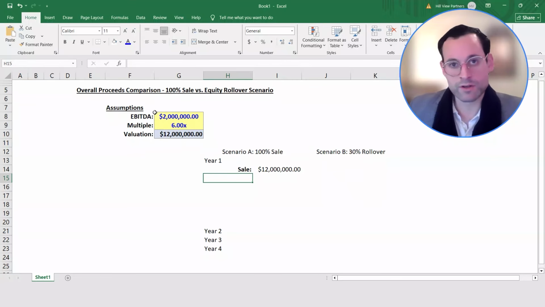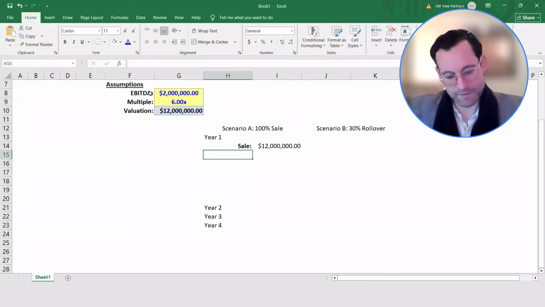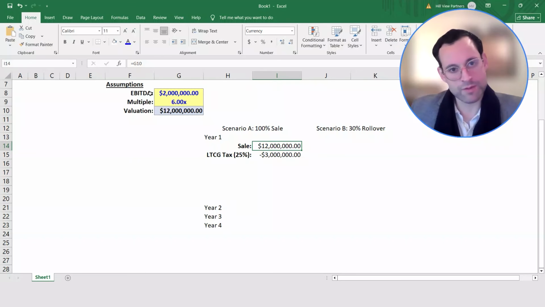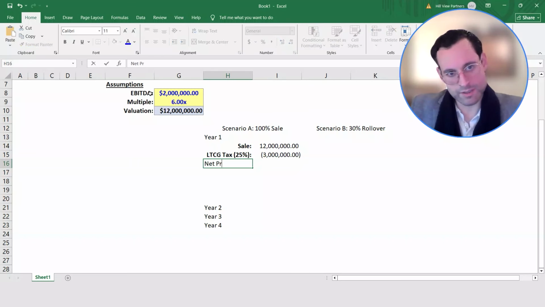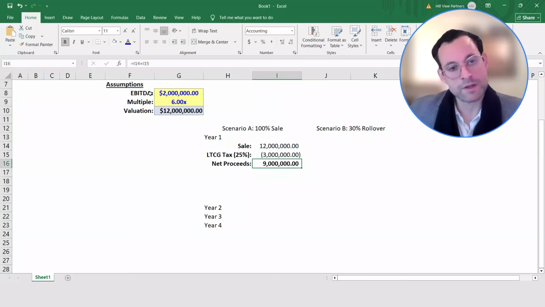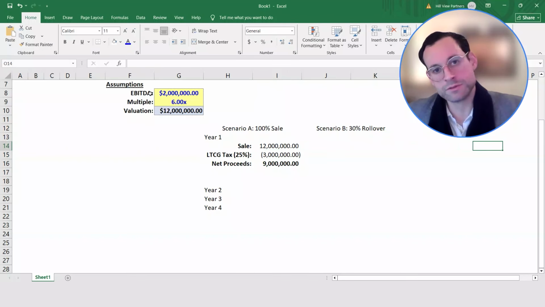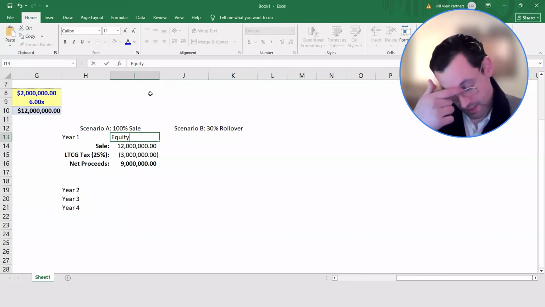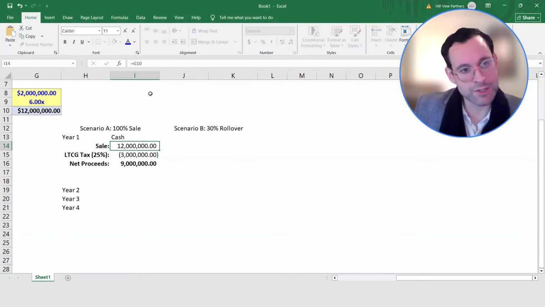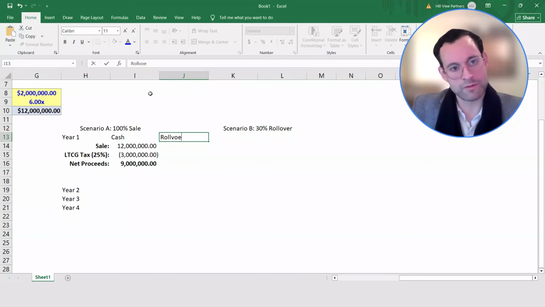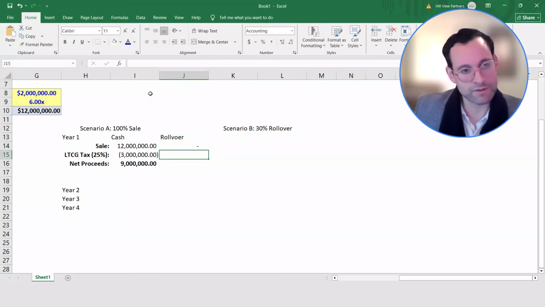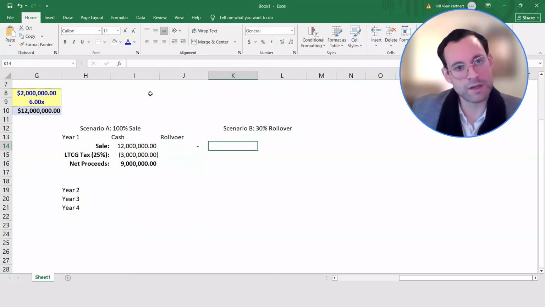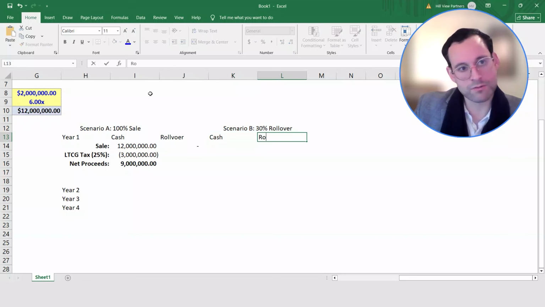And let's assume it's all long-term capital gains, and let's take an effective tax rate and just say long-term capital gains tax of 25% is going to be negative $3 million. And we say net proceeds is going to be $9 million. Now, in scenario B, we're going to have 2 elements here. So really, in this case, going to be equity. Let's just say cash. Let's make some here and call it rollover. So in scenario A, we're not going to have any rollover, so it's a moot point. Right, scenario B, cash, rollover.